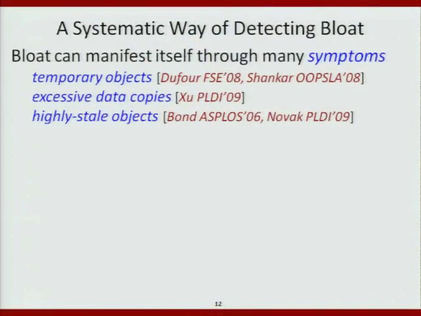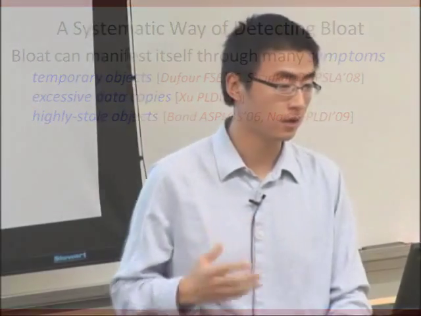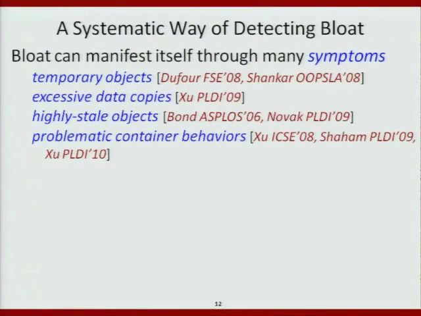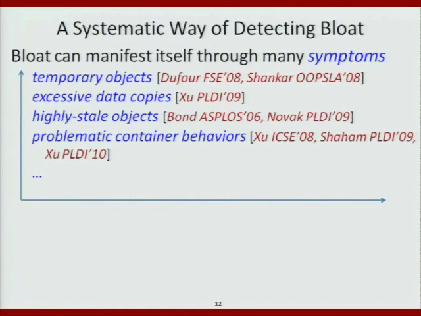So this is actually, let's first go through the motivation. As we probably already know, runtime bloat can manifest itself through many observable symptoms. So, for example, a lot of temporary objects that are really short-lived, not long-lived. A lot of pure data copies without any computation done. And maybe a lot of highly stale objects, meaning objects that are not used for a long time. And many problematic containers. Maybe many other symptoms that we're going to observe in the future.